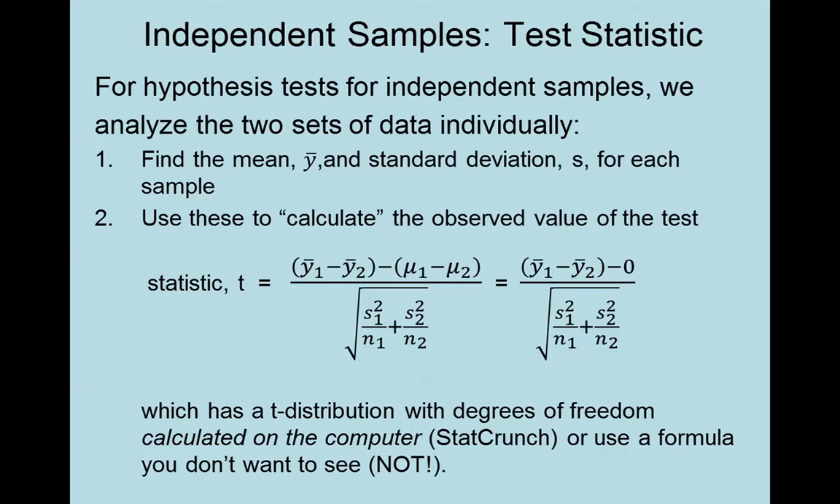Now this statistic has a t-distribution where the degrees of freedom are a little bit complicated to calculate, and we're just going to let the computer give us the degrees of freedom to use, or it'll be given in a problem. There's a formula that most of you probably do not want to see that does that.